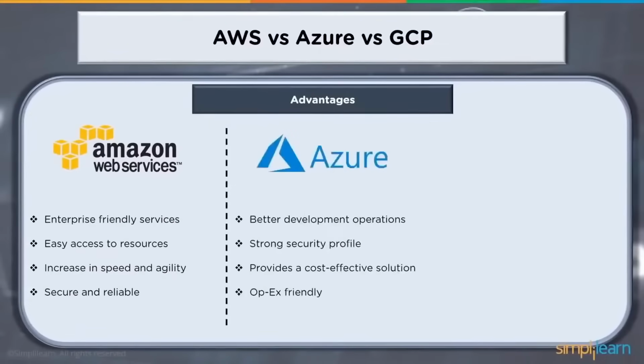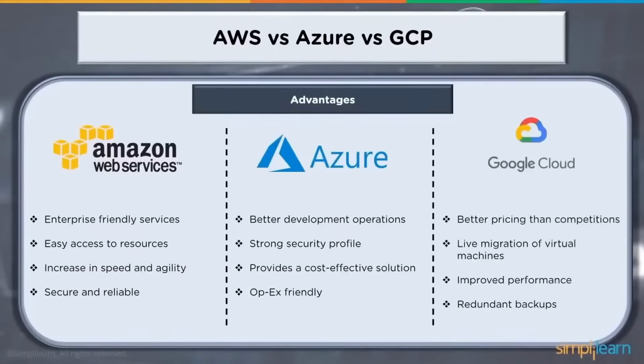When it comes to Azure, it has better development operations, strong security profile, provides a lot of cost-effective solutions, and is operation execution friendly. When we talk about Google Cloud, one of the key features here is better pricing than competitors, live migration of virtual machines, which really interests a lot of organizations that would want to modernize their infrastructure without having any kind of disruption in their existing services, improved performance, redundant backups, and so on.